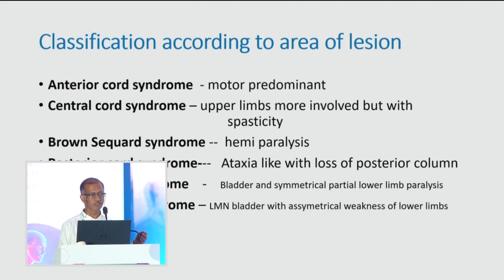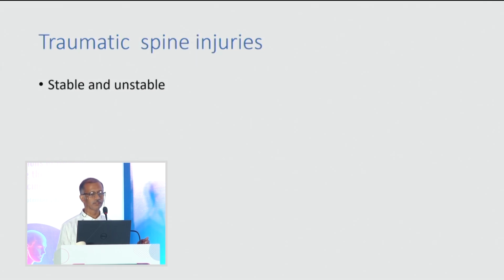When you classify according to the area of lesion, there is anterior cord syndrome, which will be motor predominant. Central cord syndrome, where upper limbs are more involved, but with spasticity. Brown-Sequard syndrome has a hemiparalysis-like picture. Posterior cord, you will have an ataxia-like picture with loss of posterior column. Then you have conus medullaris syndrome, where the bladder is involved and you may have a sort of symmetrical partial lower limb paralysis, whereas in cauda equina you will have an asymmetrical paralysis with an areflexic type of bladder.